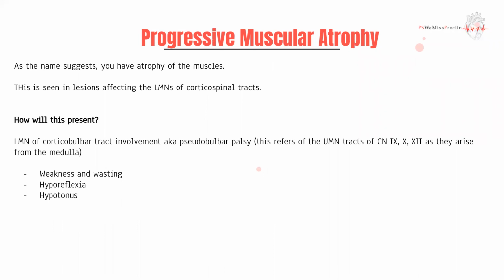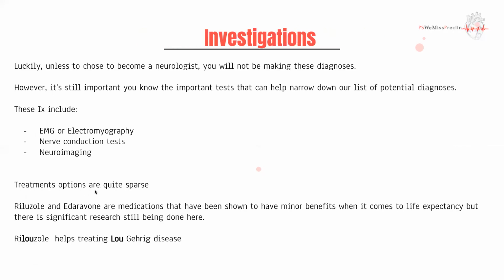And then we have progressive muscular atrophy. How is that going to present? You have atrophy of the muscles, and that's typically going to present with lower motor neuron signs. We know that we have the lower motor neurons being affected, and that's going to present with weakness, wasting, hyporeflexia, and hypotonus. Relatively straightforward.